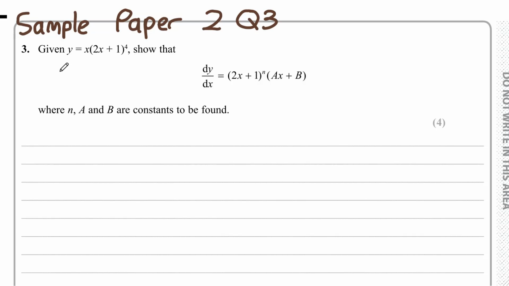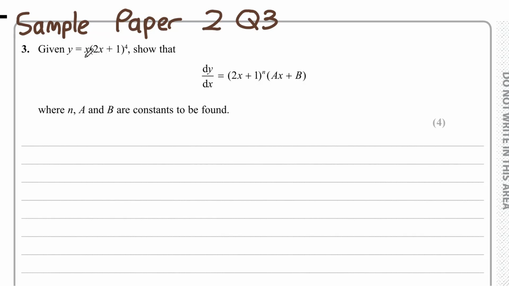Okay, so for the second question, we're given that y is equal to x times 2x plus 1 to the power of 4, and we need to show that dy over dx is equal to 2x plus 1 to the power of n multiplied by ax plus b, and we need to find what n, a, and b are, for 4 marks. So we need to differentiate this.